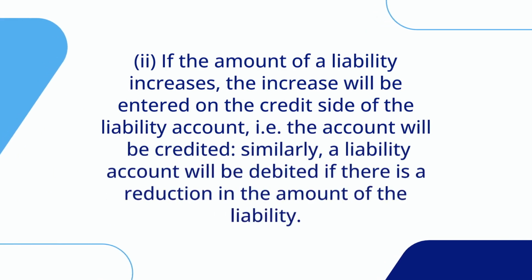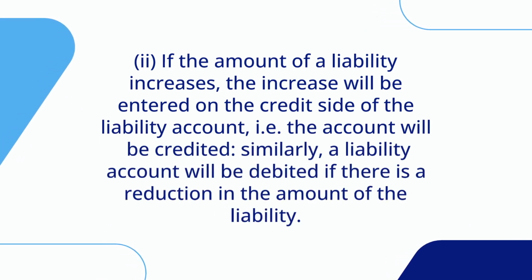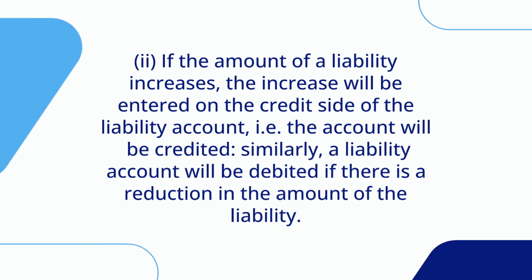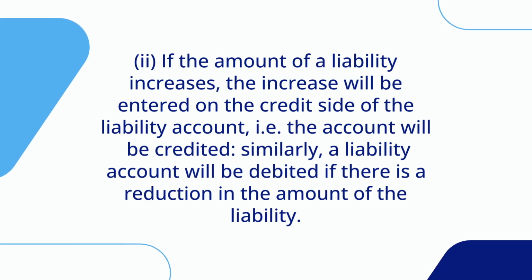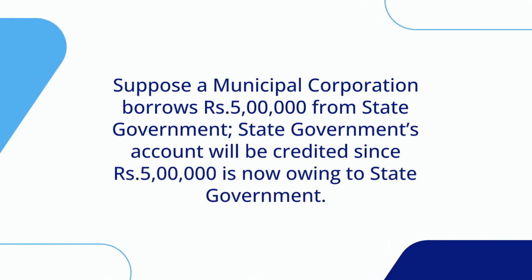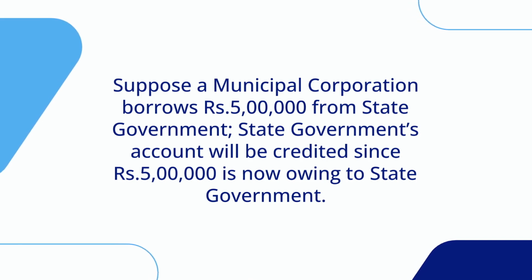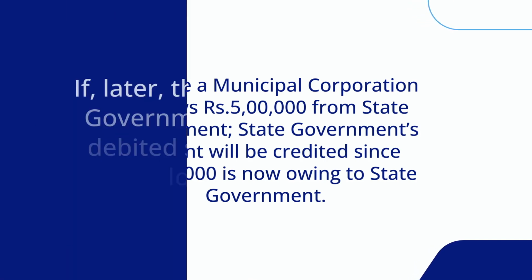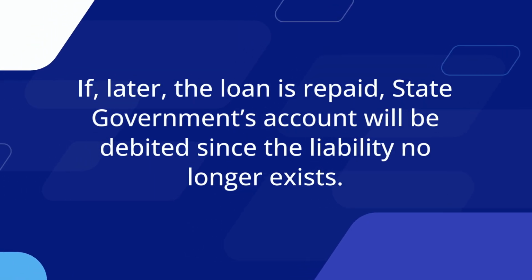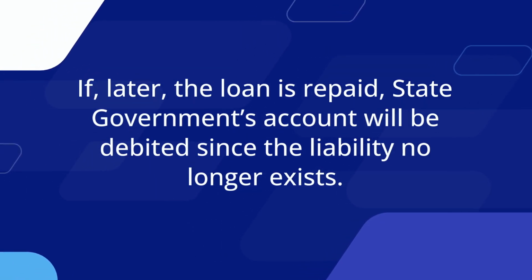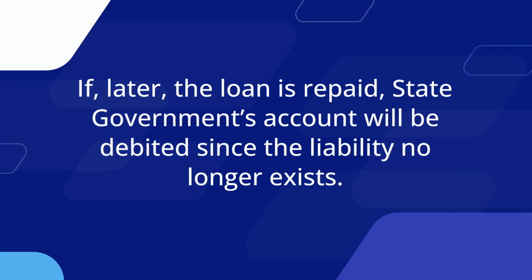If the amount of liability increases, the increase will be entered on the credit side of the liability account, that is, the account will be credited. Similarly, a liability account will be debited if there is a reduction in the amount of liability. Suppose a municipal corporation borrows Rs 5 lakh from the state government, the state government's account will be credited since Rs 5 lakh is now owing to the state government. If later the loan is repaid, the state government's account will be debited since the liability no longer exists.